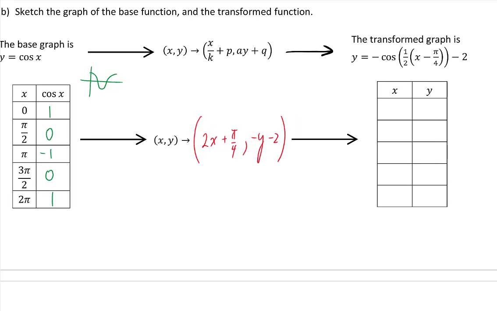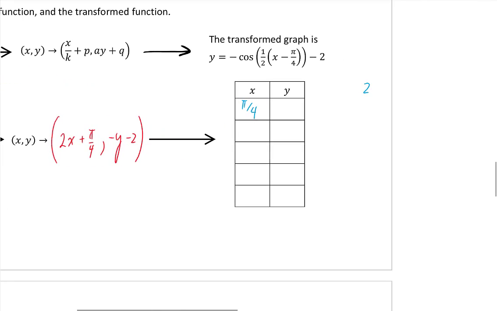So let's start with the x values. Our first one is pi over 4. Our next one is 2 times pi over 2 plus pi over 4. So 2 times pi over 2 plus pi over 4, and that is 2 pi over 2 plus pi over 4. And that's equal to 4 pi over 4 plus pi over 4, which is equal to 5 pi over 4.